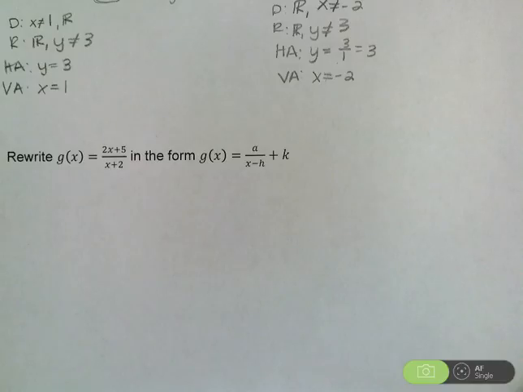All right, this last one here. It says rewrite g of x is equal to (2x plus 5) over (x plus 2) in the form g of x equals a over (x minus h) plus k. And this was one of those things where you just got to do it, and you shouldn't have known how to do it to begin with, and you're just going to take my word for it, and it actually ends up working out, and you guys all thought it was super cool. So anyway, here we go.